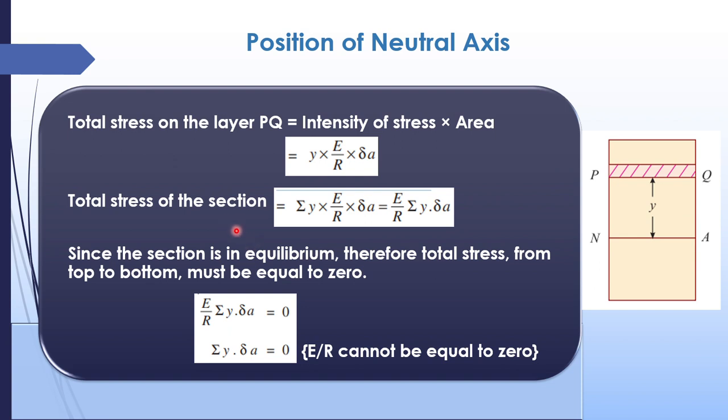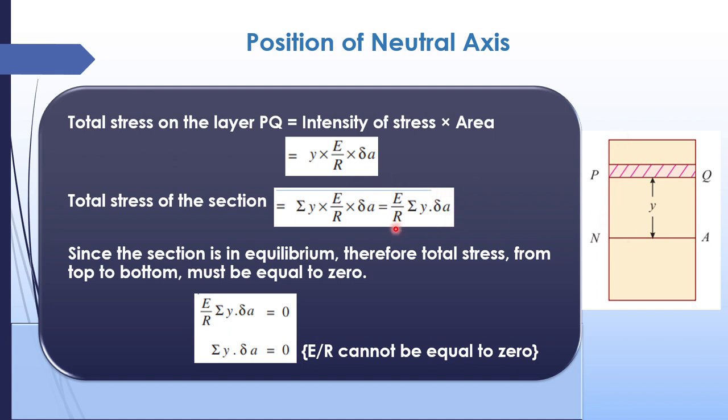Now the total stress of the entire section, we have to integrate it, or we have to find the sum of all the sections. Now we are taking only PQ. There are many sections above this neutral axis, right? Here one section is there, here one section is there. So the sum over all the areas of these sections will give you the total stress. So total stress is sigma of y into E by r into delta A, which is equal to E by r, we can take outside because it is a constant, into sigma y into dA. This is the total stress of this particular section.